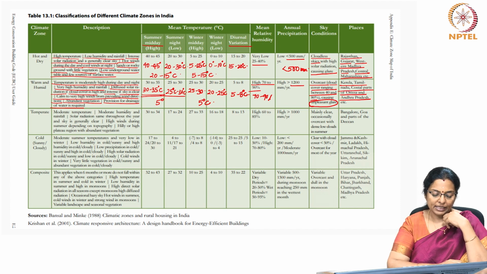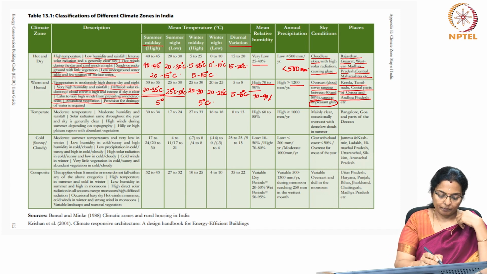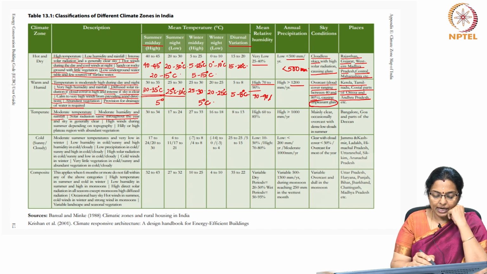Let us now see the temperate climate zone. The temperate climate zone has moderate temperature, moderate humidity and rainfall. The solar radiation is the same throughout the year and the sky is generally clear. There are high winds during summer depending on topography.